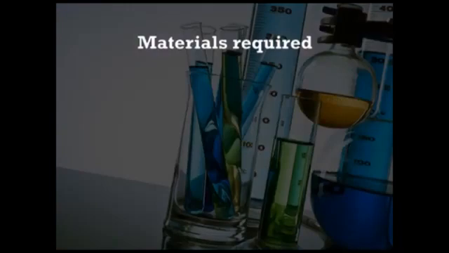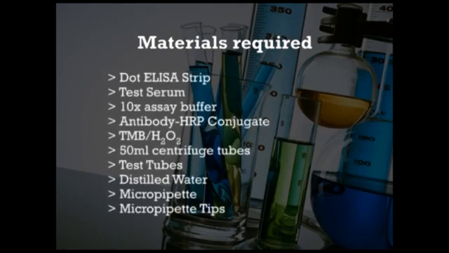Some of the materials required in a dot ELISA experiment are dot ELISA strip, test serum, 10x assay buffer, antibody HRP conjugate, TMB and H2O2, 50 ml centrifuge tubes, test tubes, distilled water, micropipette and micropipette tips.